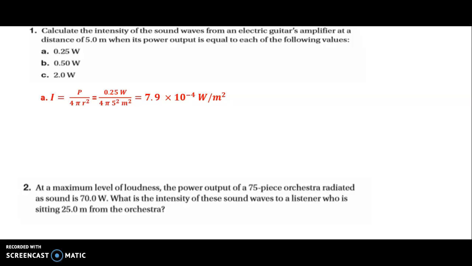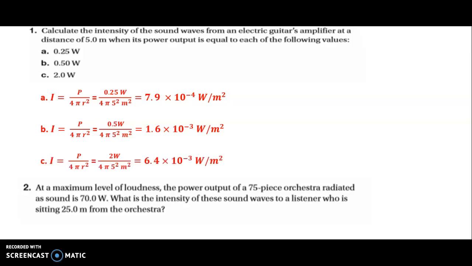So I is equal to P over 4 pi r squared. 0.25 watt is given, and 4 pi is multiplied by the distance squared. Do not forget to square the distance: 5 meter squared. So it's 7.9 times 10 power minus 4 watt per meter squared. Similarly for parts B and C.